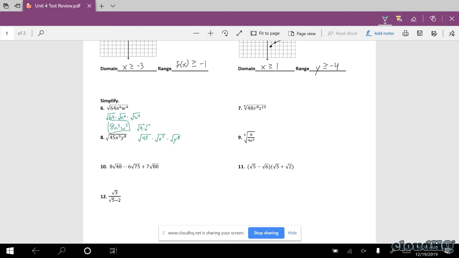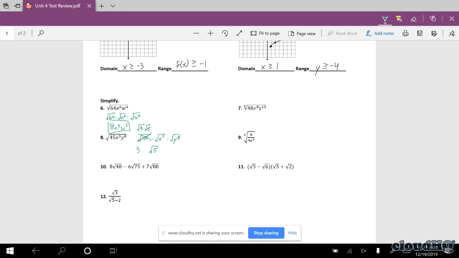9 times 5. Okay. I would break it apart like that. So the square root of 9 is 3. The 5 doesn't get to come out of the square root. It's stuck inside the square root. Notice I left a little bit of space for my variables.